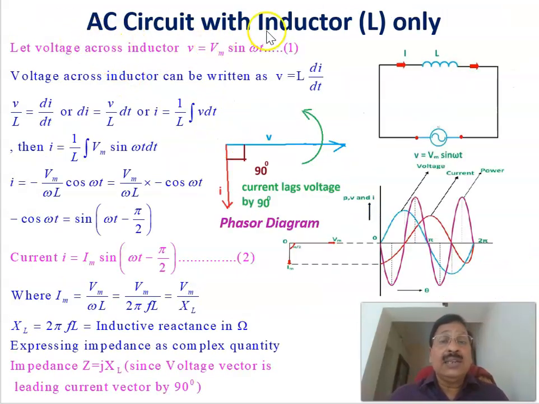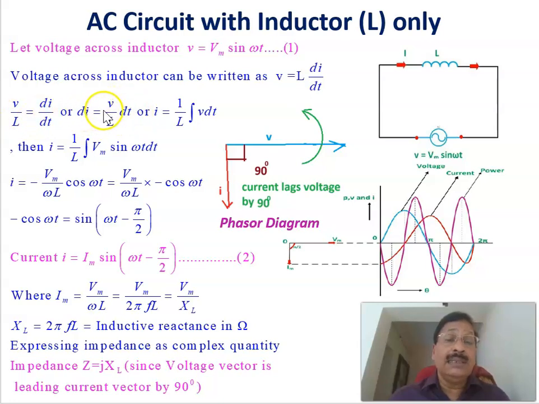Now let us see an AC circuit with an inductor only. So for an AC circuit, Vm sin omega t is connected to an inductor having the inductance value L. Let the supplied voltage be equal to Vm sin omega t. The voltage across the inductor, as per the well-known equation, is V equal to L di by dt, or we can say that V by L equal to di by dt. If we expand this, we get di equal to V by L into dt.